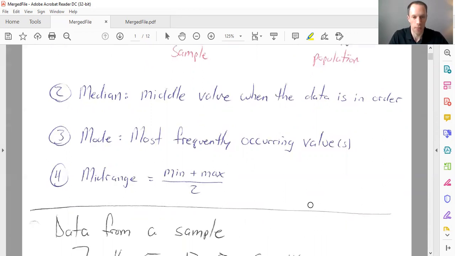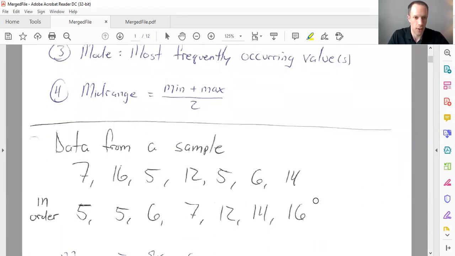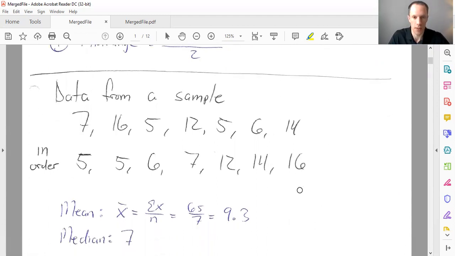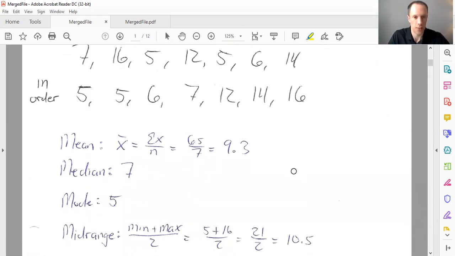Okay, so here's an example data set where some data was collected from a sample, and we're going to calculate these measures of center for this data set. The first thing I did is I just sorted the data so that it's in order. That's going to be helpful when it comes time to do the median especially, but it's also helpful for some of the other calculations as well. In order to find the mean of the data set, we're going to add up all these numbers. So take 5 plus 5 plus 6 plus 7 plus 12 plus 14 plus 16, you get 65. Since there are 7 numbers in the list here, we'll divide by 7, and that gives us 9.3.